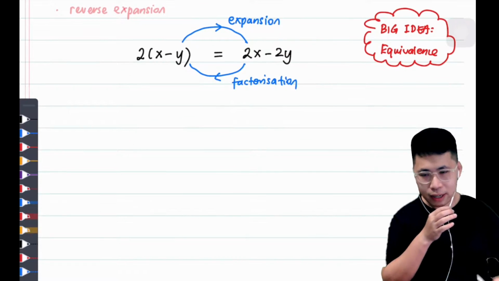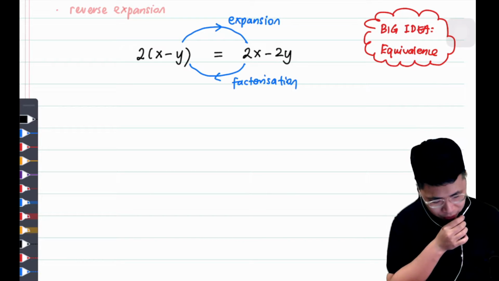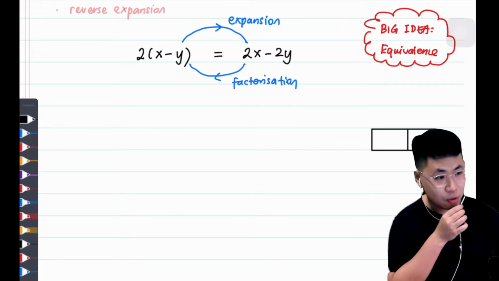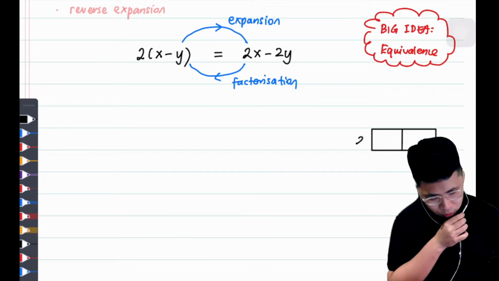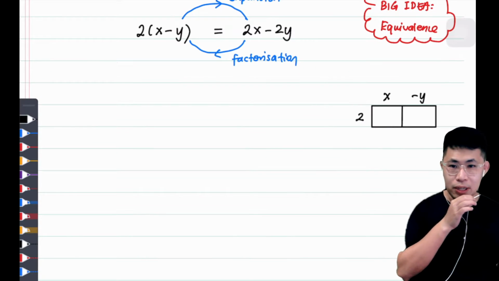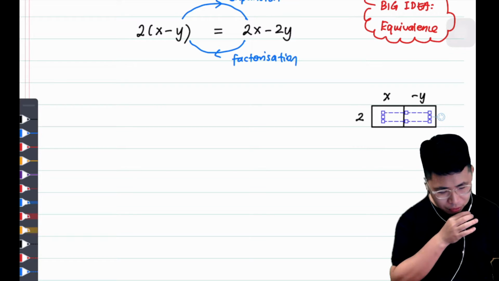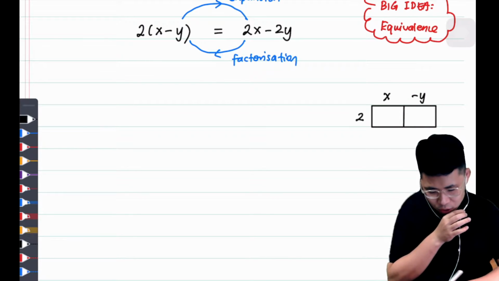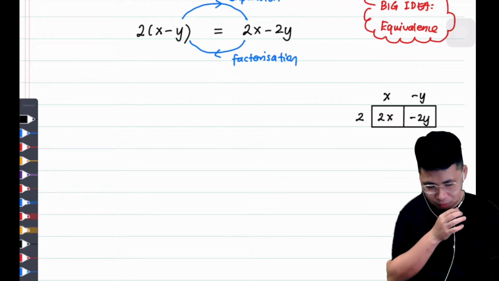Before we continue, let me show you another way to think about this problem. Remember when we were doing expansion, for example, we have two groups of x minus y. Previously what we do is we multiply to find the area. What we were interested in was to find the area. So when we multiply, we have 2x minus 2y as our area.